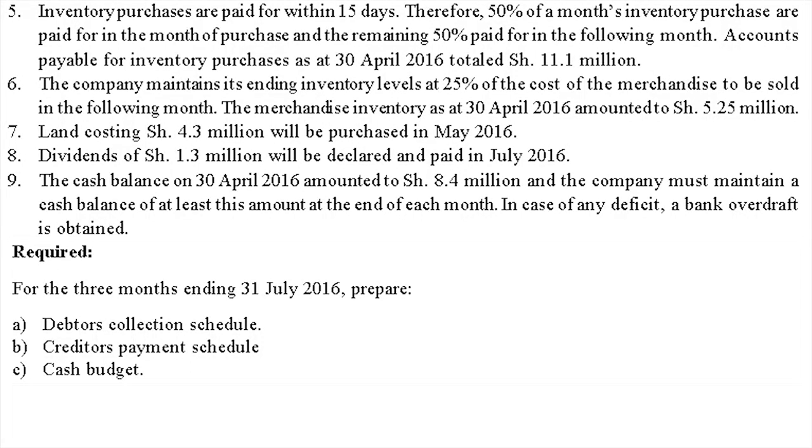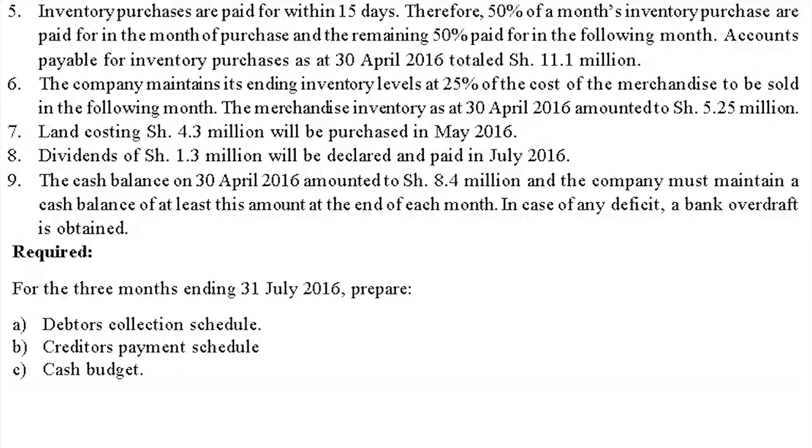Required: for the 3 months ending 31st of July 2016, prepare A, debtors collection schedule, B, creditors payment schedule, and C, cash budget. End of the question. Now, this question requires us to work on the sales and the collection, then we work on the purchases and the payments. Then from there we can do the cash budget. We have been given the months of May, June, July, and August, though we have been asked for the months ending July, which of course means May, June, and July.